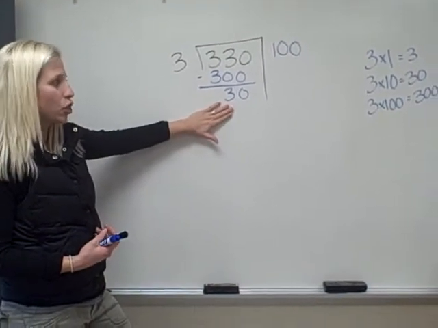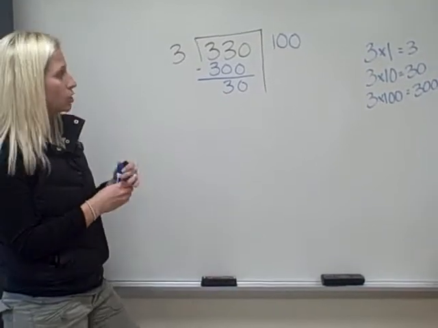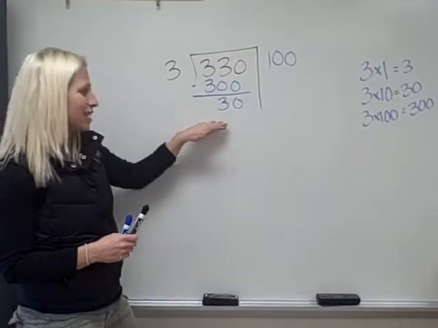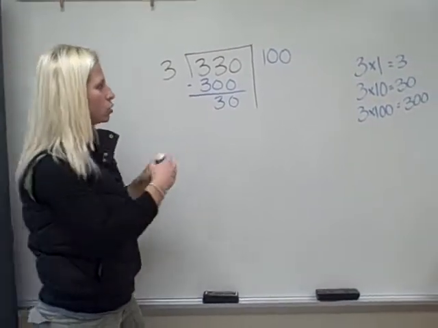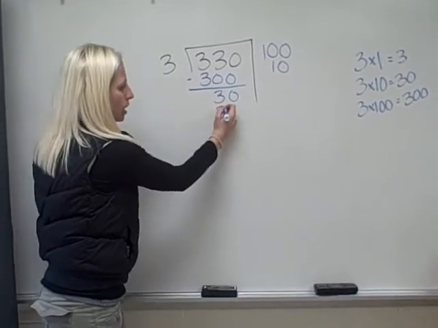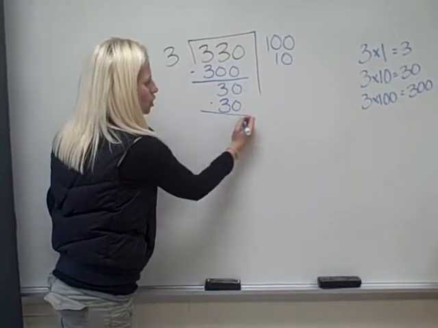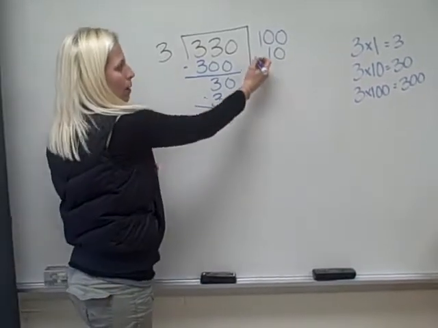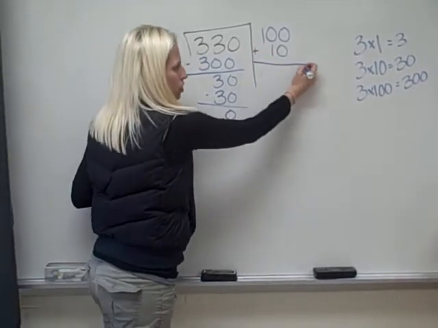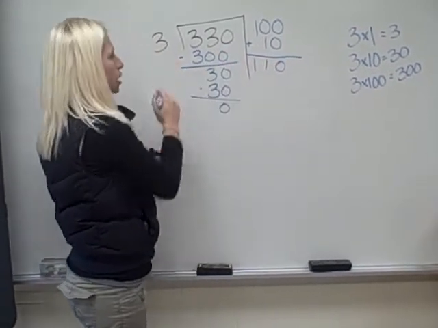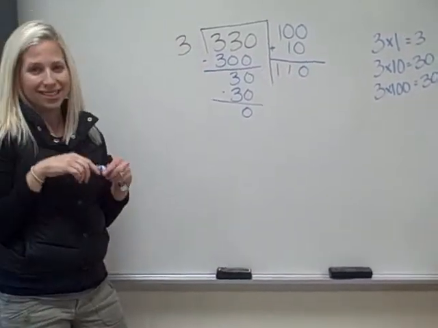3 times 10 gives me 30, and that's perfect. So I'm going to use that number. I can't use 3 times 100 because it gives me 300, and that is over 30. So I'm going to use 3 times 10. 10 times 3 is 30. And when I subtract, I don't have any left. That's how I know I'm ready to stop here. So to get my answer, I'm just going to add my numbers on the side. 330 divided by 3 is 110.